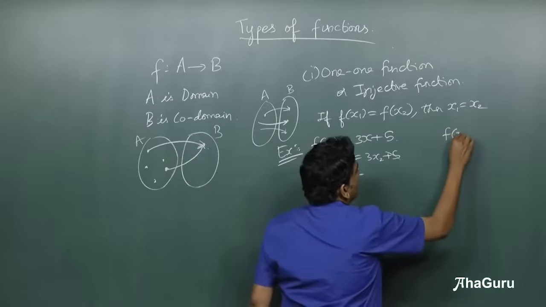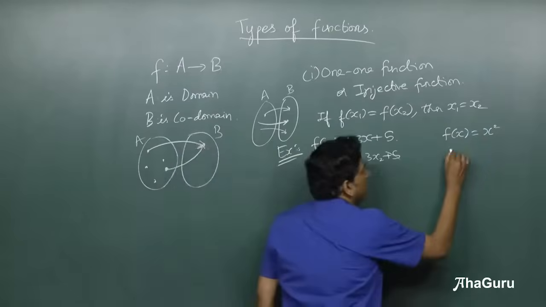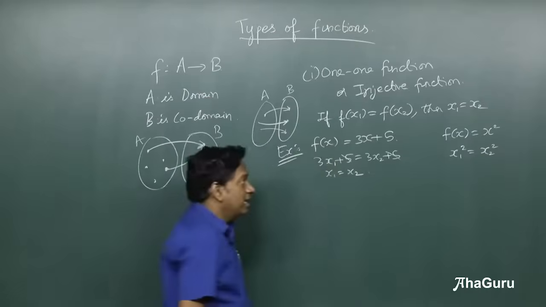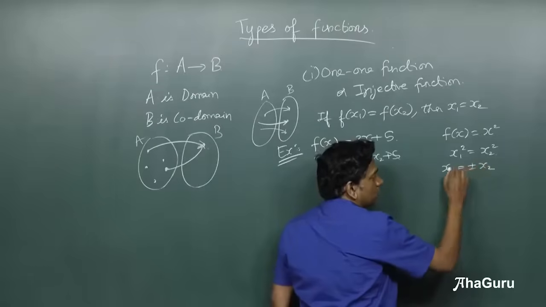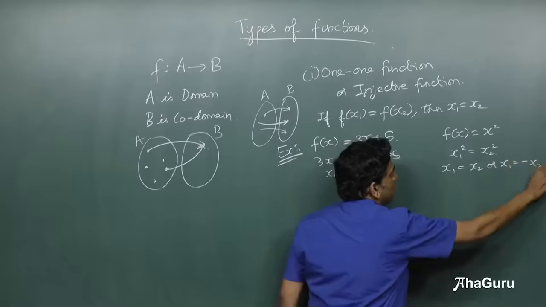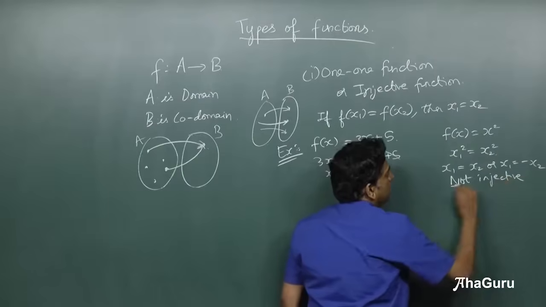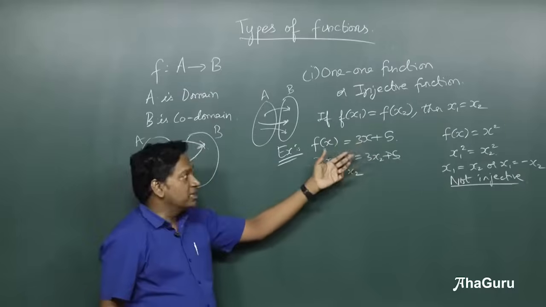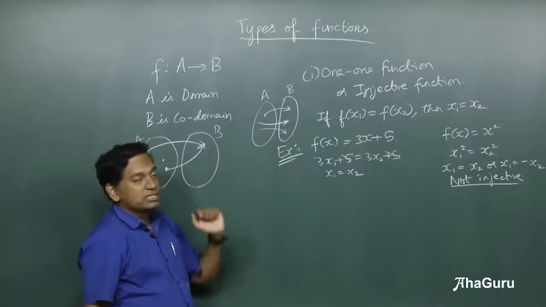On the other hand, suppose you take f of x is equal to x square. Okay, simple example. Suppose I have x1 square is equal to x2 square. Now this clearly means that x1 is plus or minus x2. So x1 is equal to x2 or x1 equals minus x2. So that means this function is clearly not injective. But this is not the only example. We can have many other examples of injective functions.